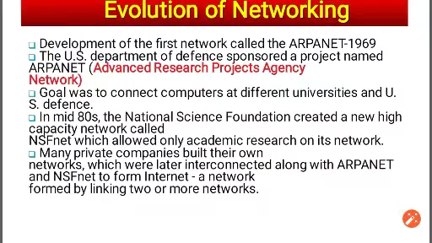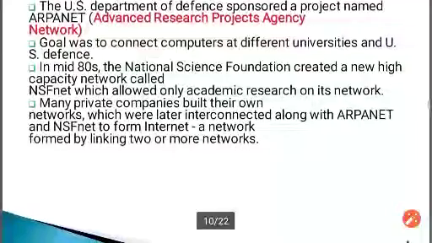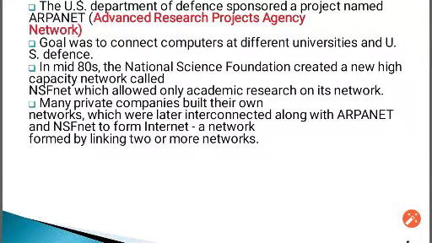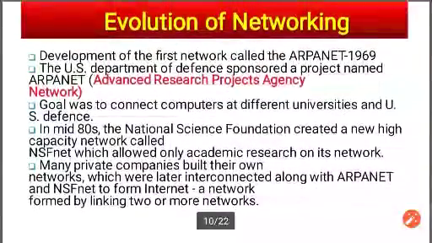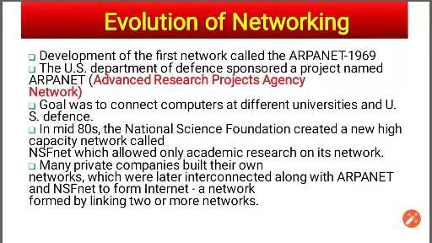After that, many small companies tried to have their own networks, which were later interconnected along with ARPANET and NSFNet to form the Internet. And a network formed by linking these two networks or more than two, that is NSFNet, ARPANET, and the small networks of different companies, was called the World Wide Web, which we now call the Internet. I hope all of you have understood how networking has evolved.